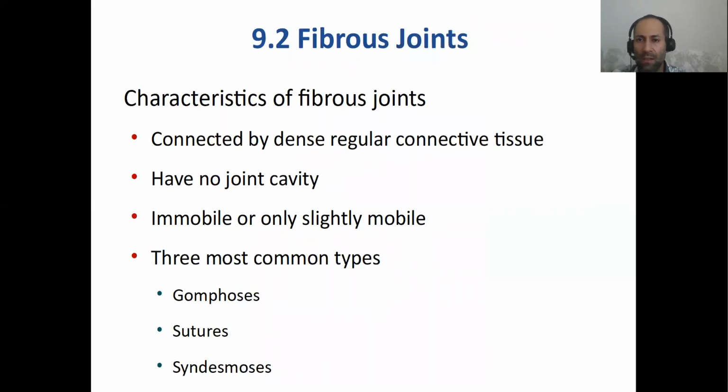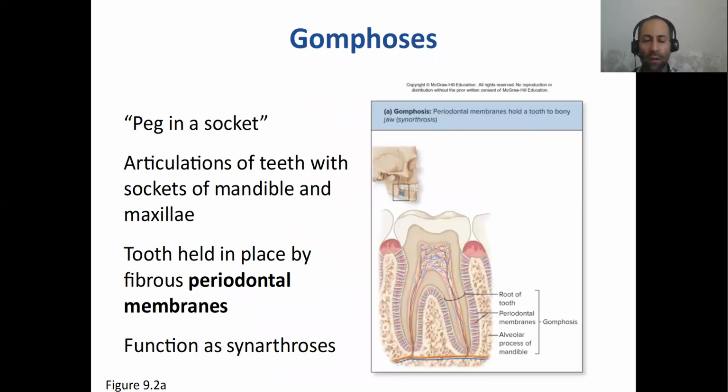Okay, so fibrous joints: no joint cavity, no synovial fluid, not much movement there. They're tightly packed or joined together. Three common examples are gomphoses, sutures, and syndesmoses. Let's take a look at the first subtype of fibrous joints, gomphoses.